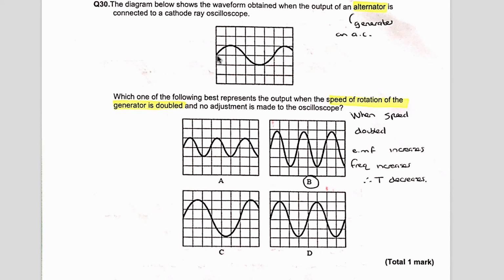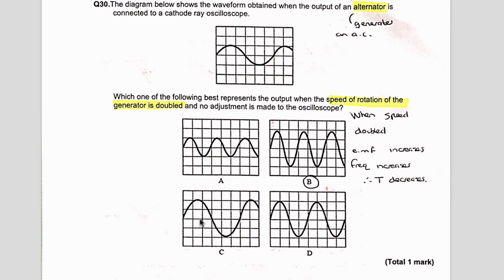Now, if we go back to this diagram here, the time period was 6 squares. So what we want is a trace that has a bigger EMF, so B, C, or D, and it has a time period of only 3 squares. So if we look at B, one cycle goes from there to there, so that's 3 squares, so it should be B. But let's just check.